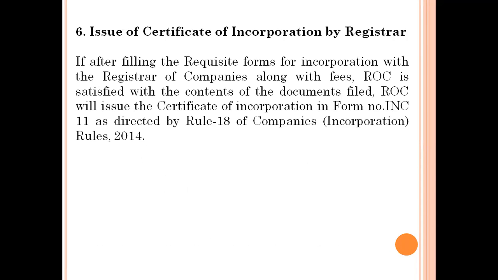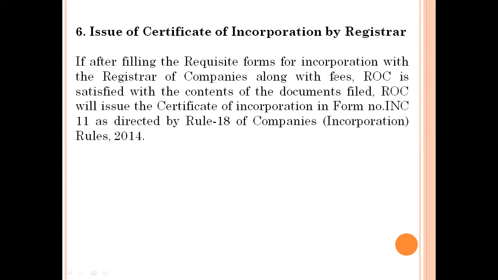And the sixth one is the issue of certificate of incorporation by the registrar. So, if after filing the required forms for incorporation with the Registrar of Companies along with the fees, the Registrar of Companies is satisfied with the contents of the documents which we filed, the ROC will issue the certificate of incorporation in the form number INC 11 as directed by Rule 18 of the Companies Incorporation Rules 2014.